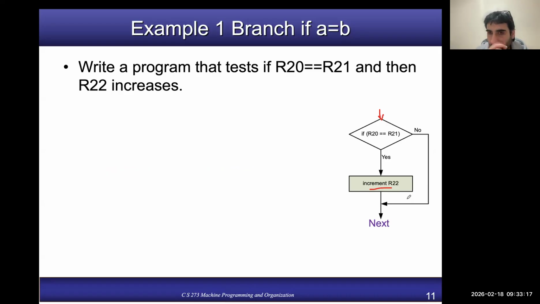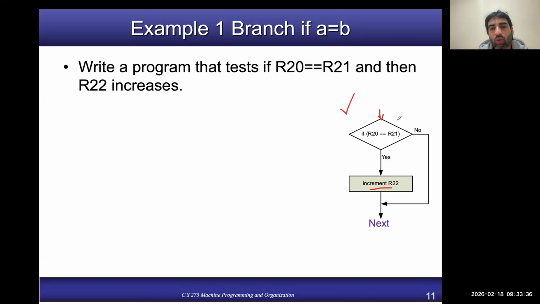Okay, so the first thing, before I show you assembly: I think everyone is clear on this control flow diagram. If anyone has a confusion, let me know. If you don't understand what we are doing in this control flow diagram, let me know.